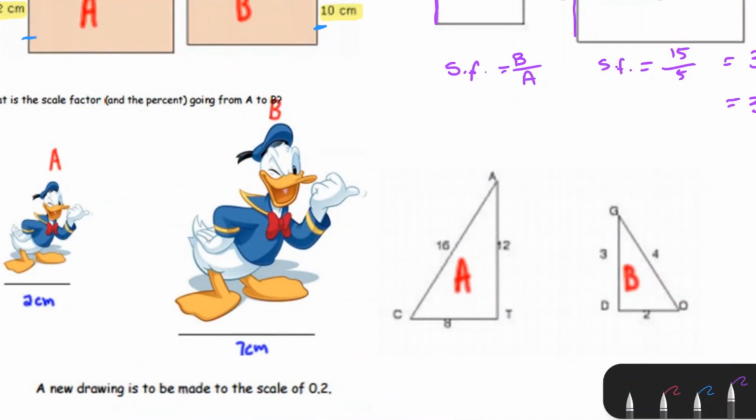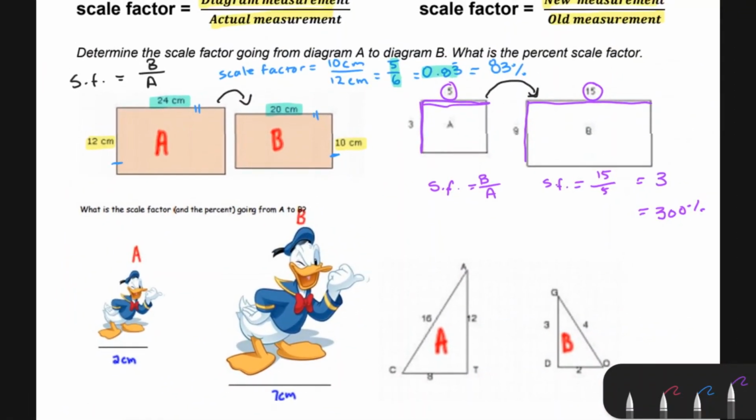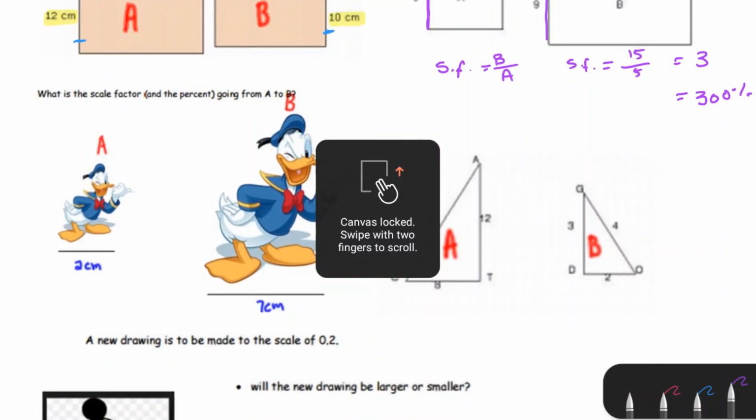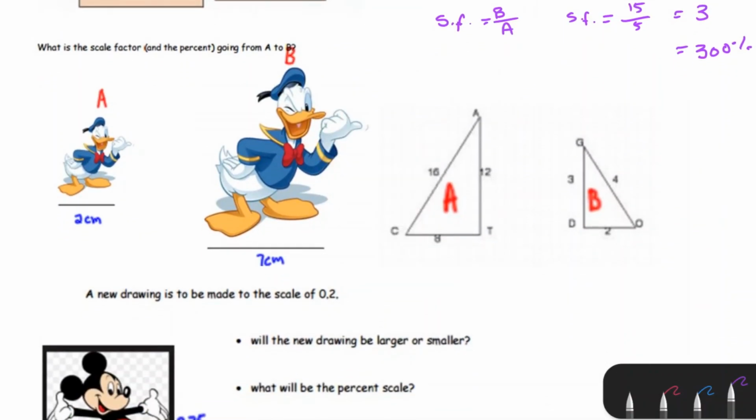All right, let's look at a couple more examples. Lock that in place. There we go. What is the scale factor and the percent going from A to B? So they're telling us the width of Donald Duck here. And again, as long as I'm comparing the width from A to the width from B, I can find my scale factor.